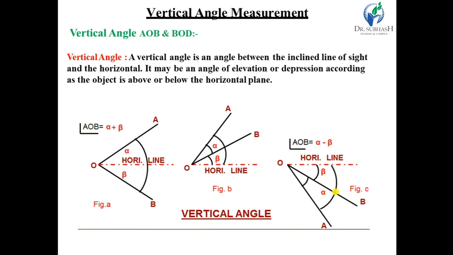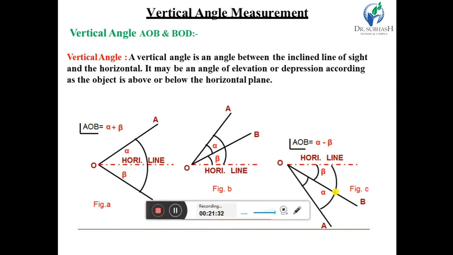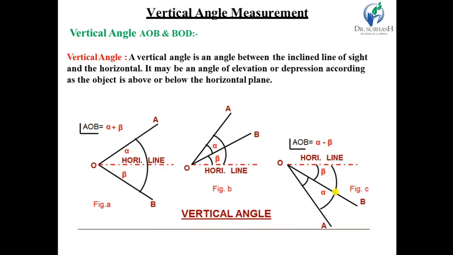Now we are moving to vertical angle measurement. A vertical angle is an angle between the inclined line of sight and the horizontal. It may be an angle of elevation or an angle of depression, according as the object is above or below the horizontal plane. In the picture, the first figure shows the upward angle, the second figure shows the elevated angle measurement, and the third figure shows the depressed angle measurement.